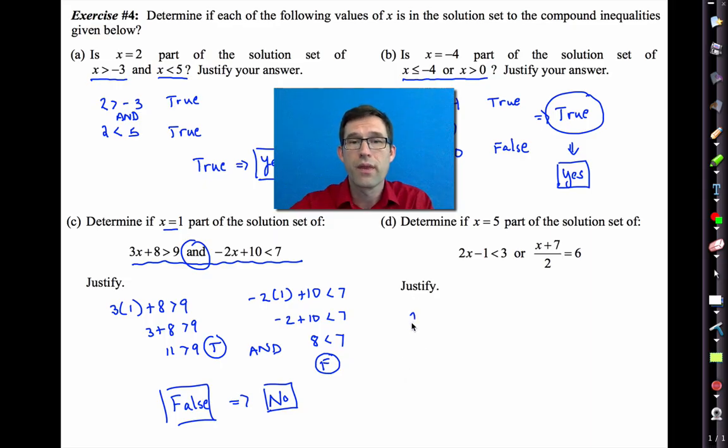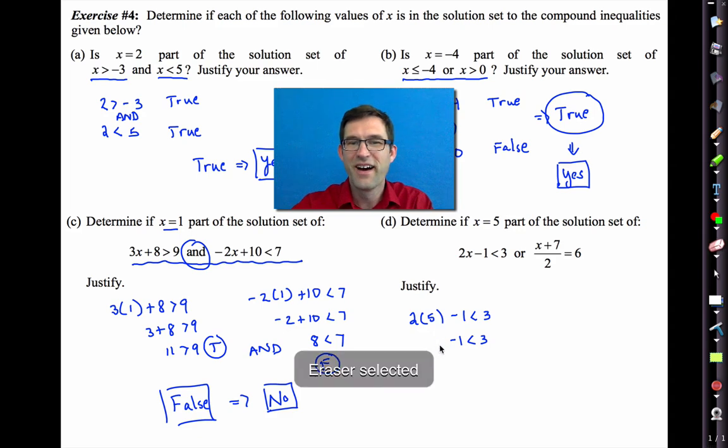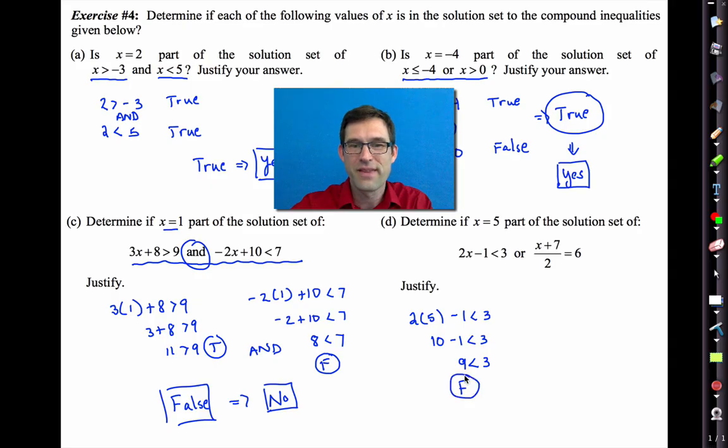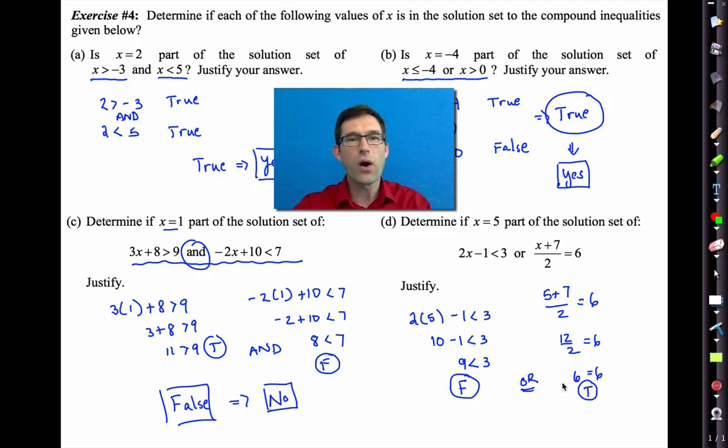All right, let's do one more. 2 times 5 minus 1 is less than 3. Oh, where did I get 6? I have no idea where that 6 just came from. That was weird. All right, 2 times 5 is 10. 10 minus 1 is 9. 9 is less than 3. That is definitely false. Let's try this one. 5 plus 7 divided by 2 equals 6. 12 divided by 2 equals 6. 6 is equal to 6. Well, that's true. Now that's an OR. Okay, it's really hard to make an OR false.